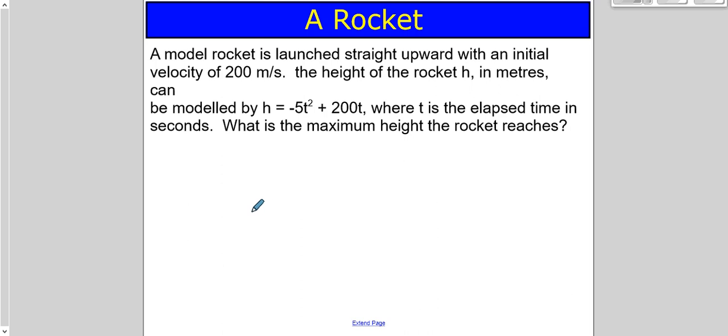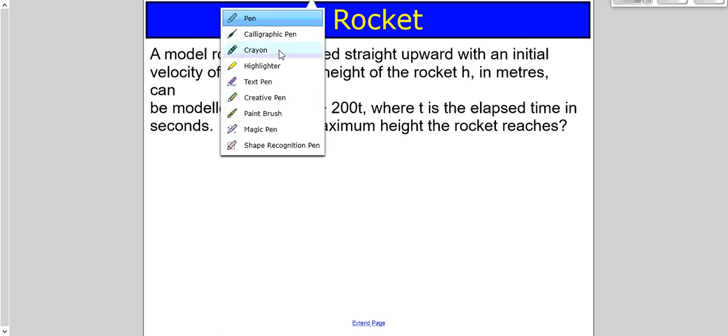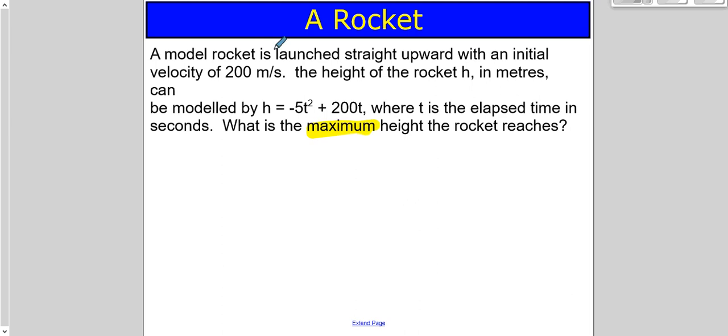So suppose we have a model rocket. It's launched straight upwards with an initial velocity of 200 meters per second. The height of the rocket is h in meters, and it can be modeled by the equation h equals negative 5t squared plus 200t, where t is the elapsed time in seconds. What's the maximum height the rocket reaches? So it's this word here that tells us maximum, that I need to know my vertex. Okay, so whenever you see maximum or minimum, it's telling you you need your vertex.